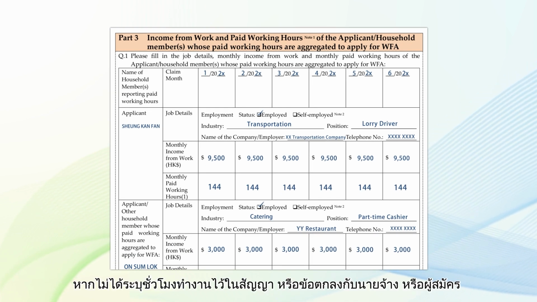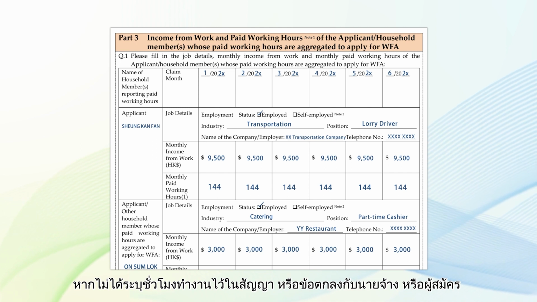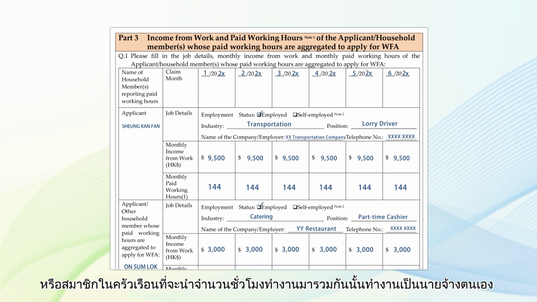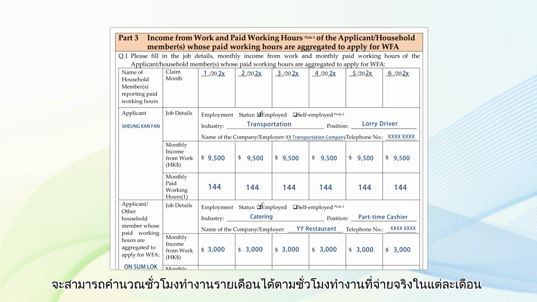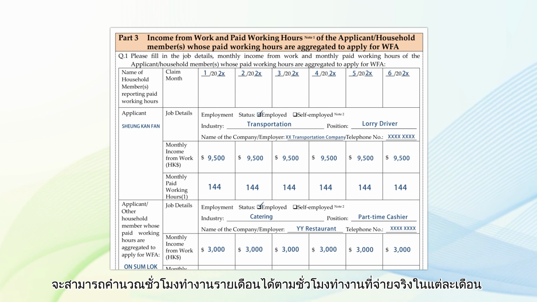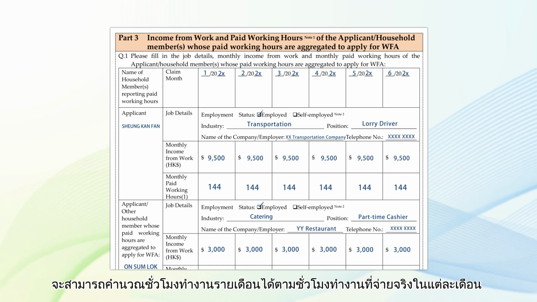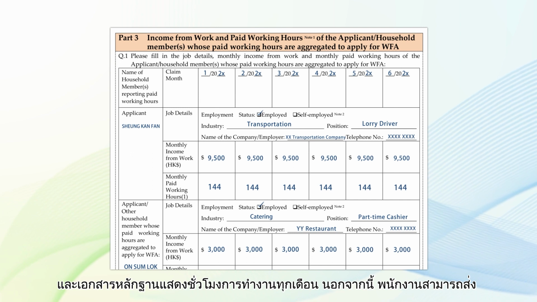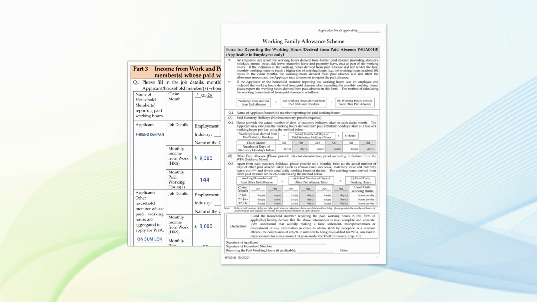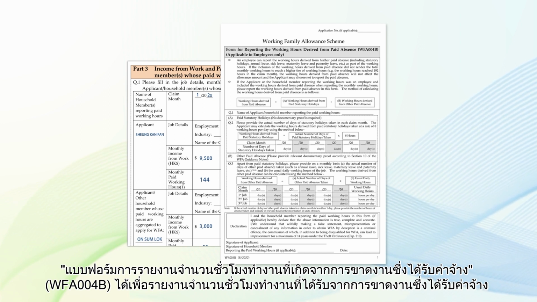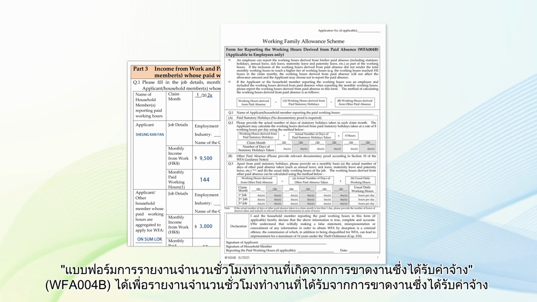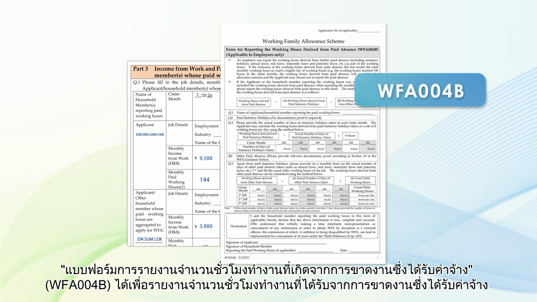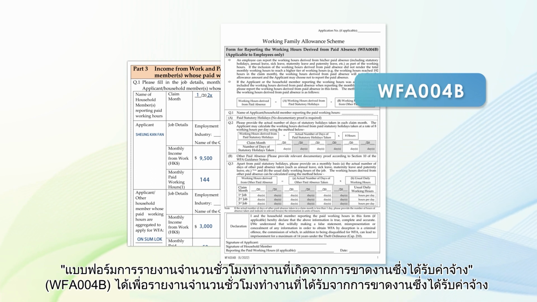If the working hours are not specified in the contract or agreement with the employer, or the applicant or household members whose working hours are aggregated are self-employed, the monthly working hours can be calculated based on the actual paid working hours for each month, and documentary proof of working hours should be provided on a monthly basis. In addition, employees can submit the Form for Reporting the Working Hours Derived from Paid Absence, WFA 004B, to report the working hours derived from paid absence.